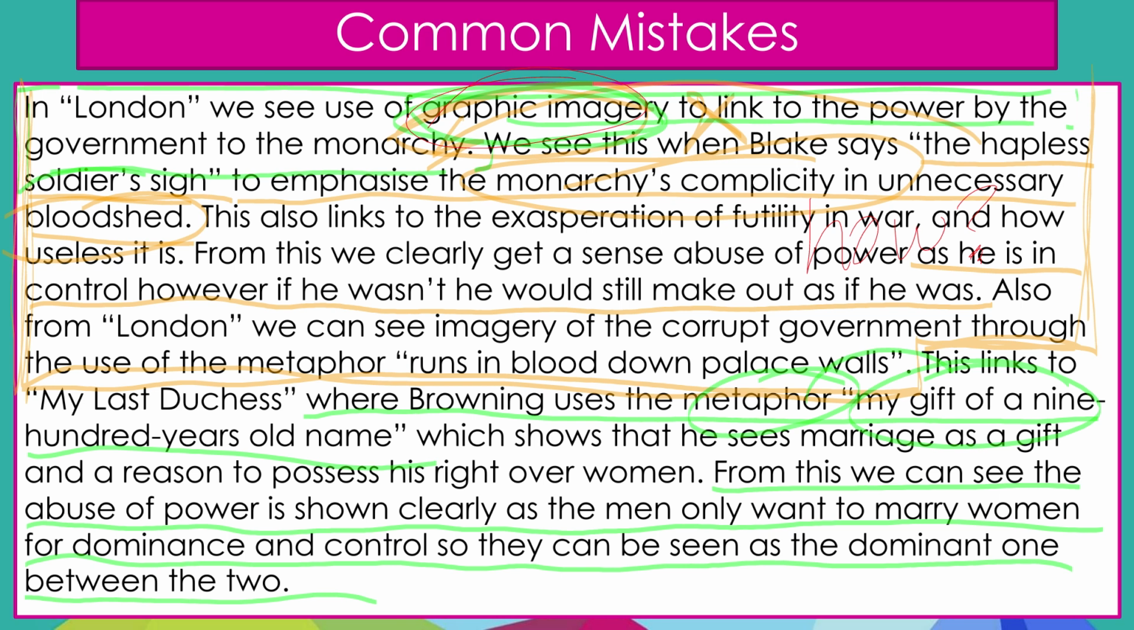When it goes into the section on My Last Duchess, it says, this links to My Last Duchess, where Browning uses the metaphor my gift of a 900-years-old name, which shows that he sees marriage as a gift and a reason to possess his right over women.